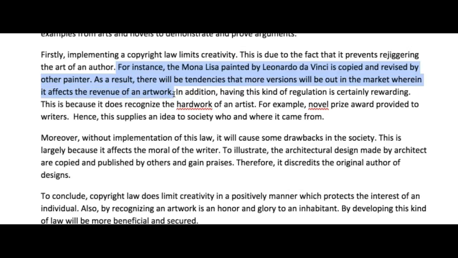Let's see. As a result, there will be tendencies that more versions will be out in the market wherein it affects the revenue of an artwork. Okay, not bad. So let's see. For instance, the Mona Lisa, painted by Leonardo da Vinci.